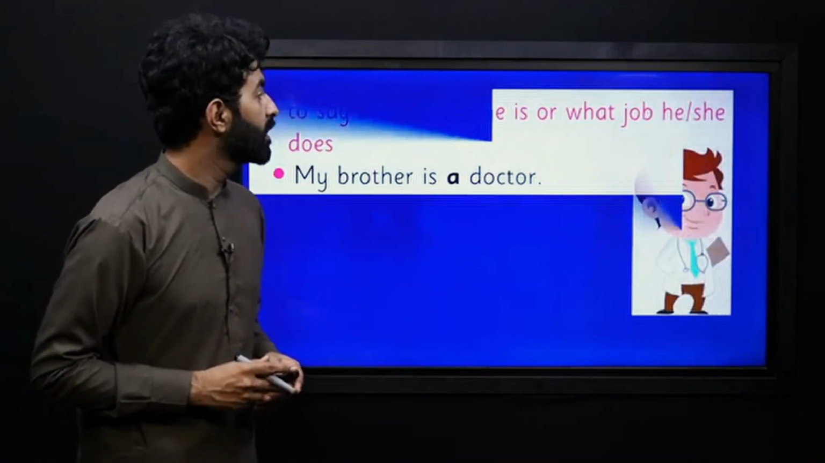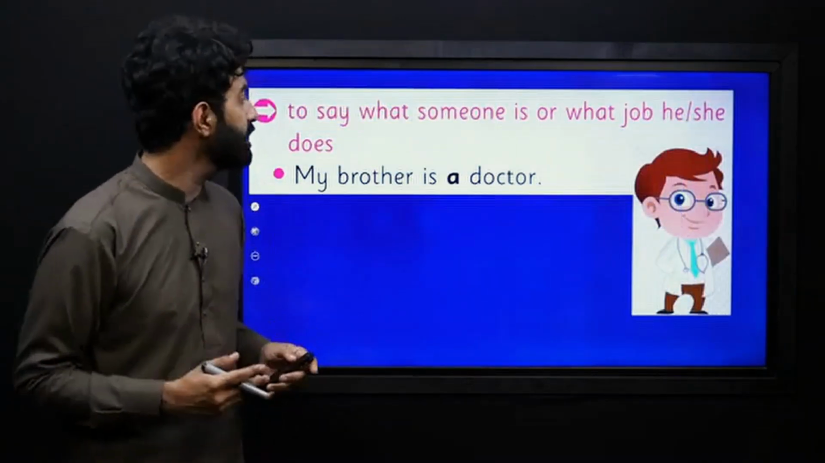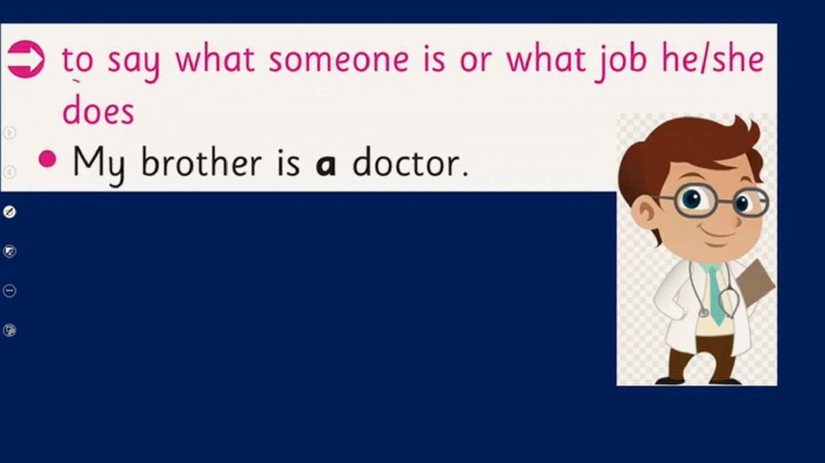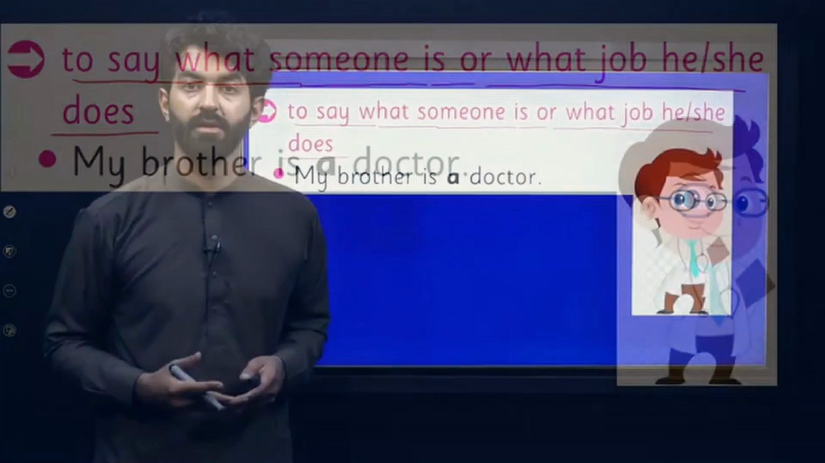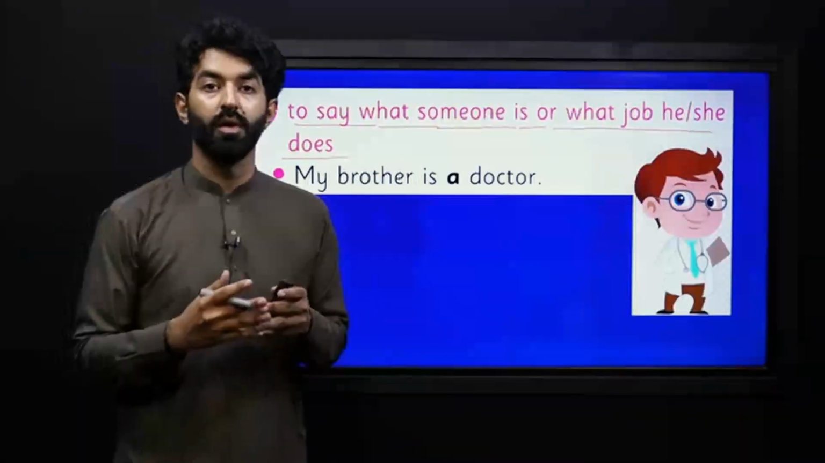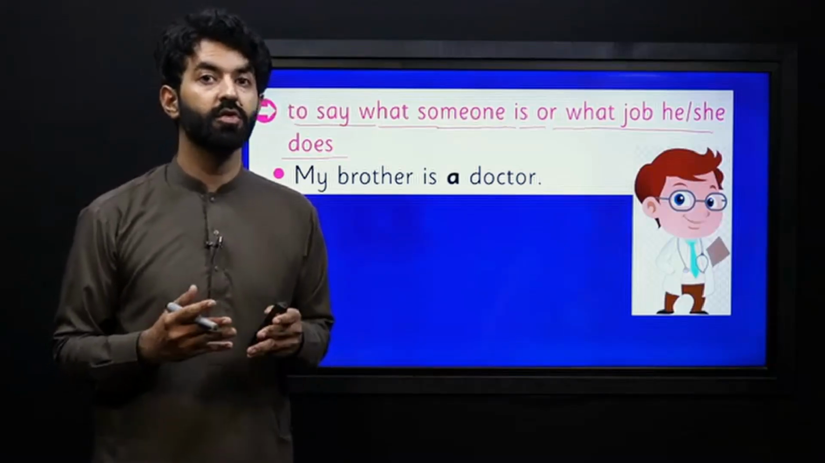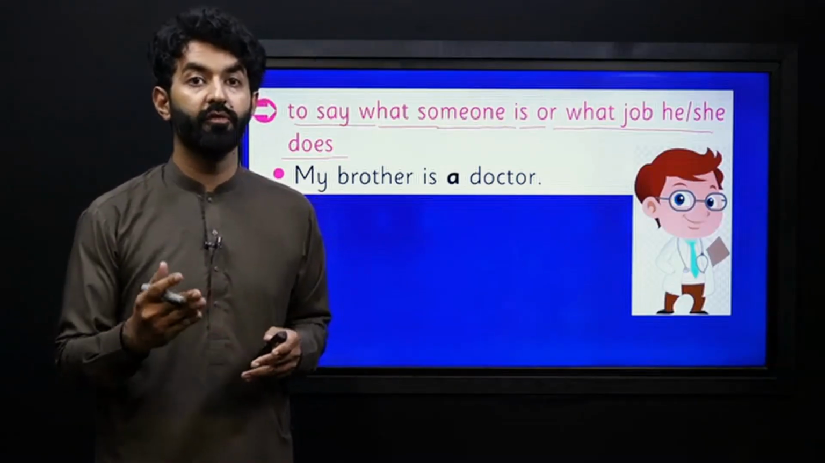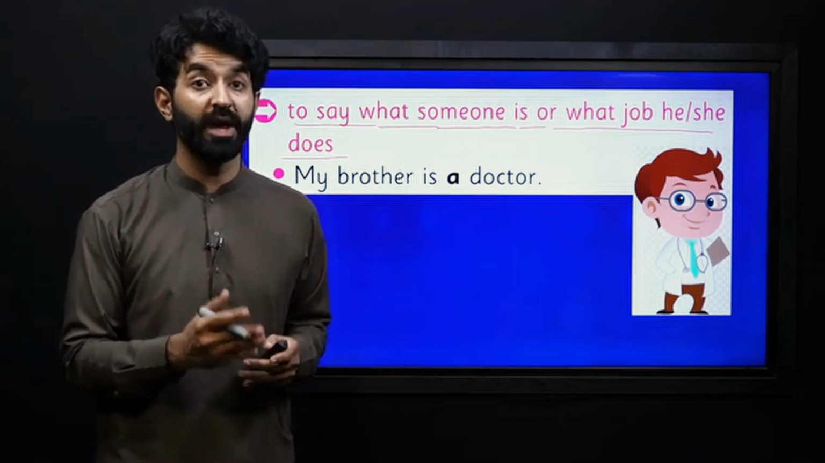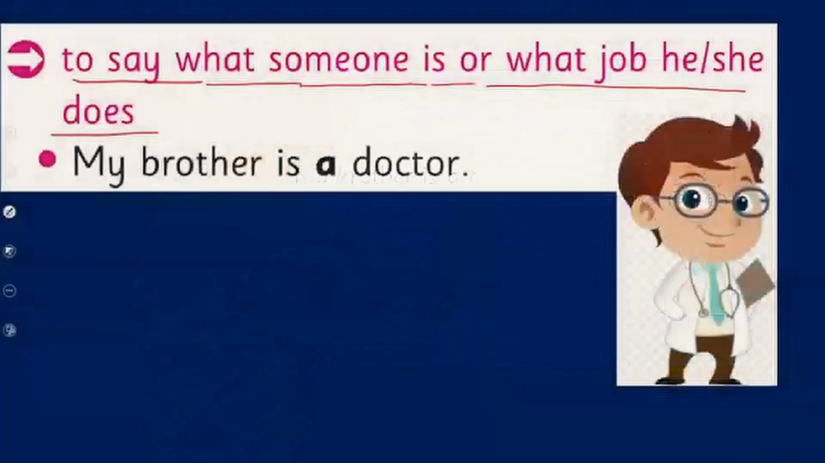So now what else? Let's see. We use it to say what someone is or what job he or she does. For example, my brother is a doctor. So we are describing a job. That's why we use the article a before the profession, which is being a doctor. So my brother is a doctor.